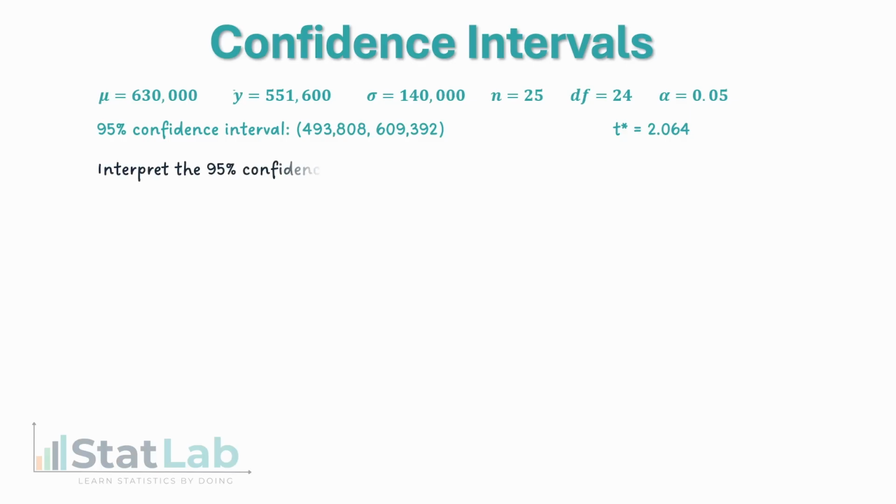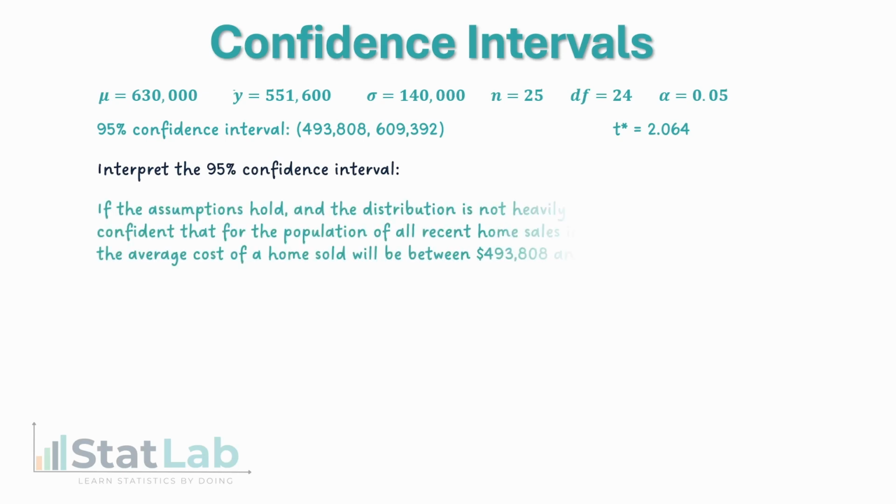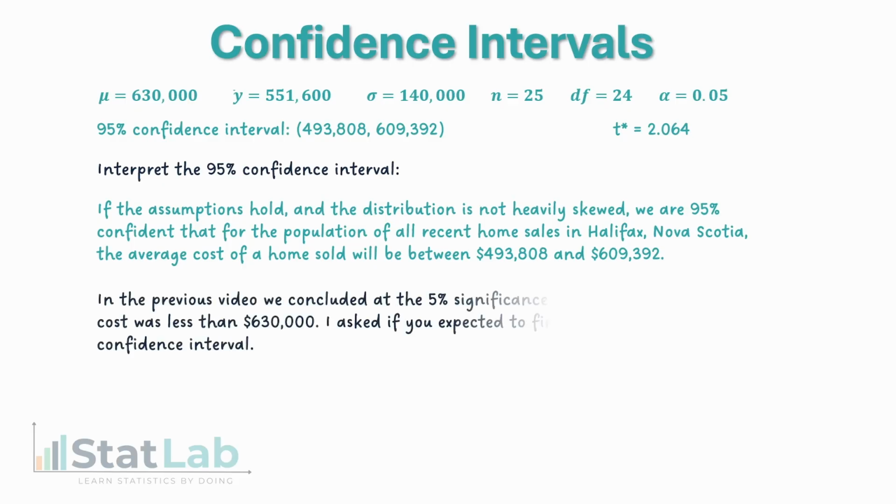Of course, the harder part of a confidence interval is always the interpretation and making sure you get all the context in there. So if we interpret this 95% confidence interval, we're going to say the following. Last time when we checked the assumptions, we said there could have been a problem, so that's why I'm using if. So if the assumptions hold and the distribution is not heavily skewed, we are 95% confident that for the population of all recent home sales in Halifax, Nova Scotia, the average cost of a home sold will be between $493,808 and $609,392.